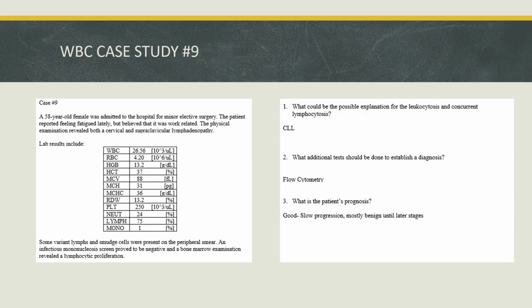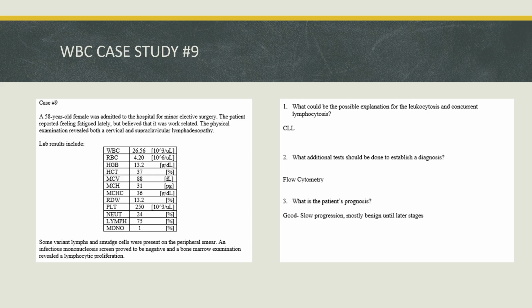Okay, so moving on to case study number 9. A 59-year-old female was admitted to the hospital for minor elective surgery. The patient reported feeling fatigued lately, but believed that it was work-related. The physical examination revealed both a cervical and supraclavicular lymphadenopathy. So she has a few swollen lymph nodes in her neck and just above her clavicle.